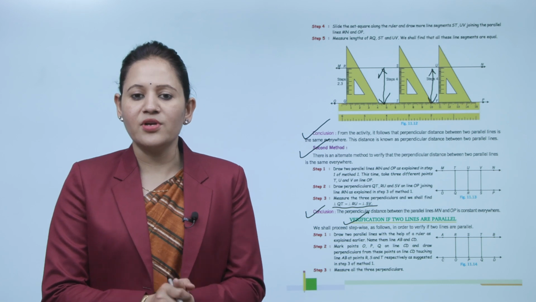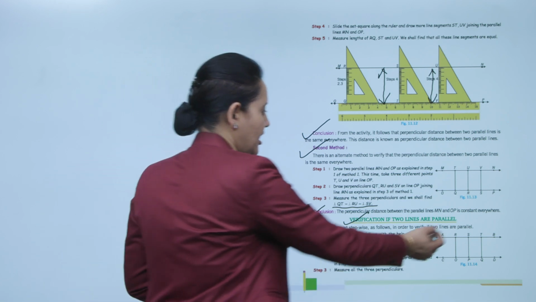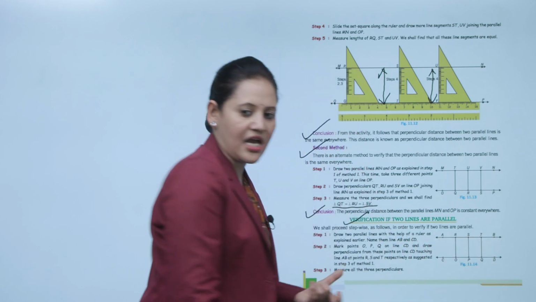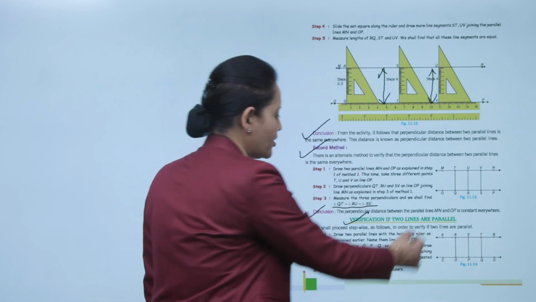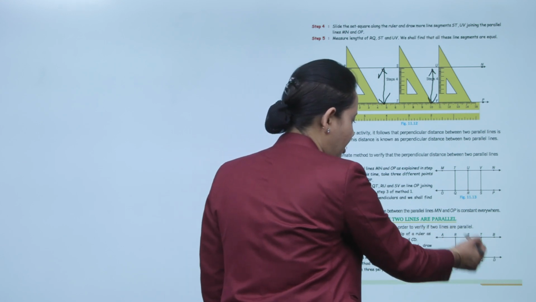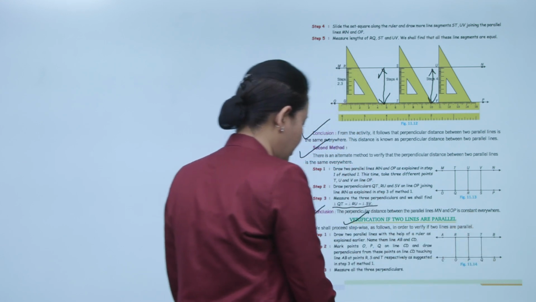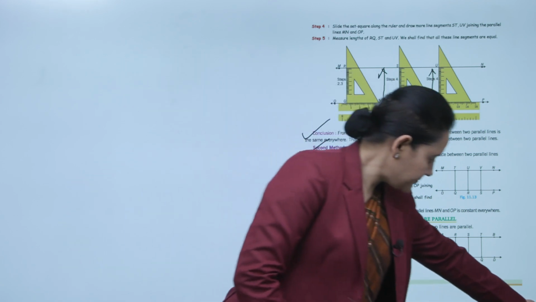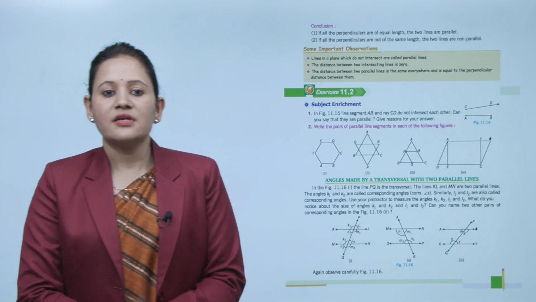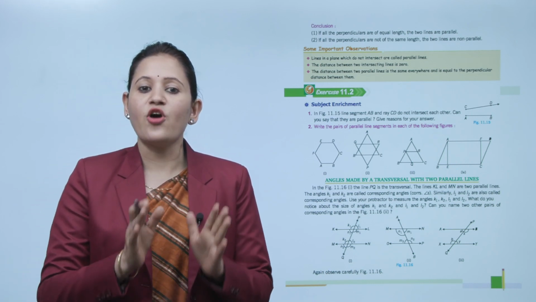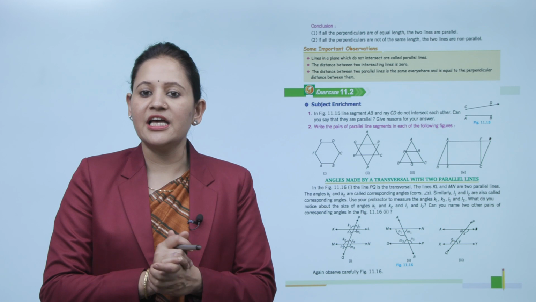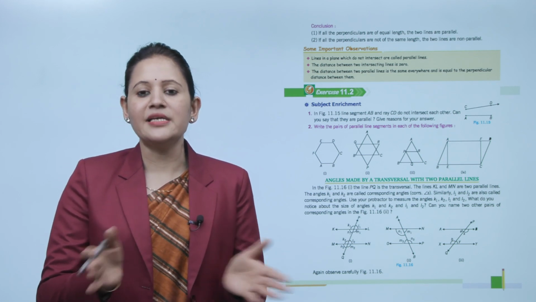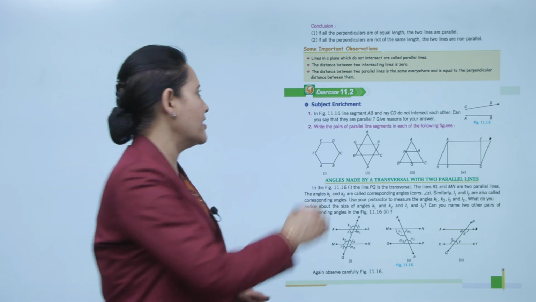Measure the three perpendiculars. So, here we have drawn two lines AB and CD with the help of a ruler. Now we have drawn three perpendiculars from different points. Now we will measure all three perpendiculars. What will we see? The conclusion is, if all the perpendiculars are of equal length, then the two lines are parallel. If the perpendiculars are not all the same length, the two lines are not parallel.